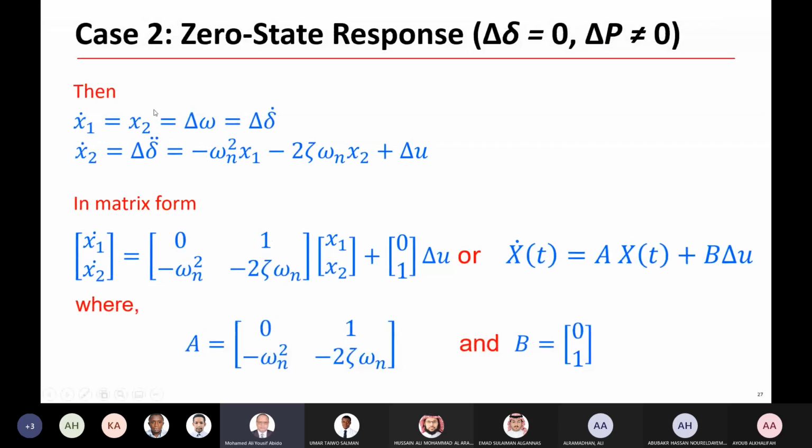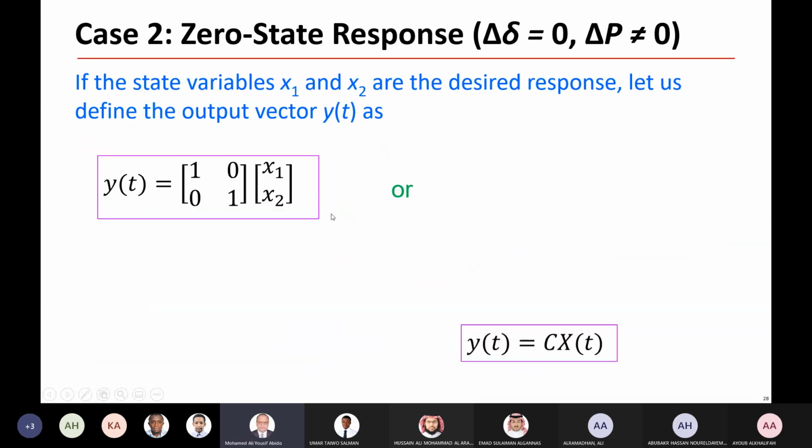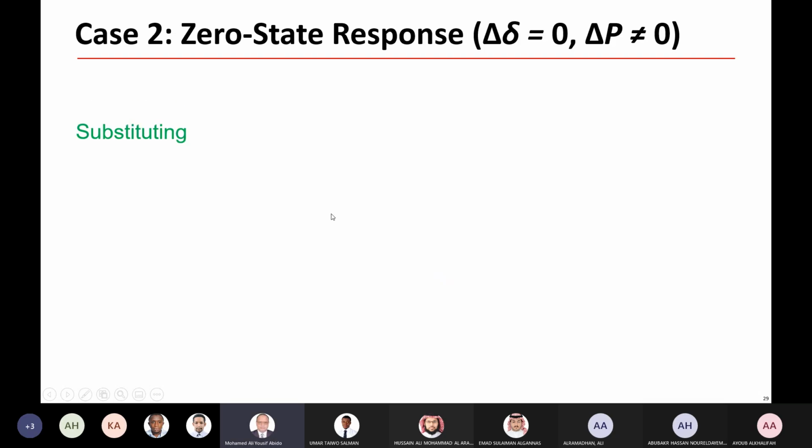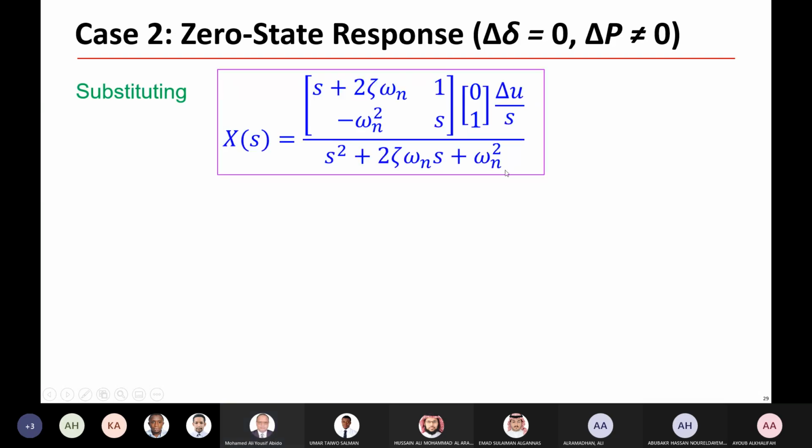You just write these two equations in matrix form. So you can have this equation, and you can of course write x1 of s and x2 of s. x1 of s is equal to this term multiplied by 0, so it will go, and then we have 1 multiplied by delta u of s. So it is delta u of s over this.